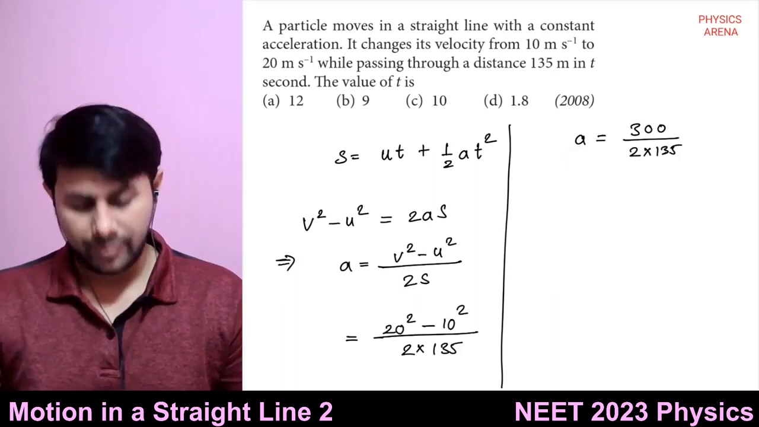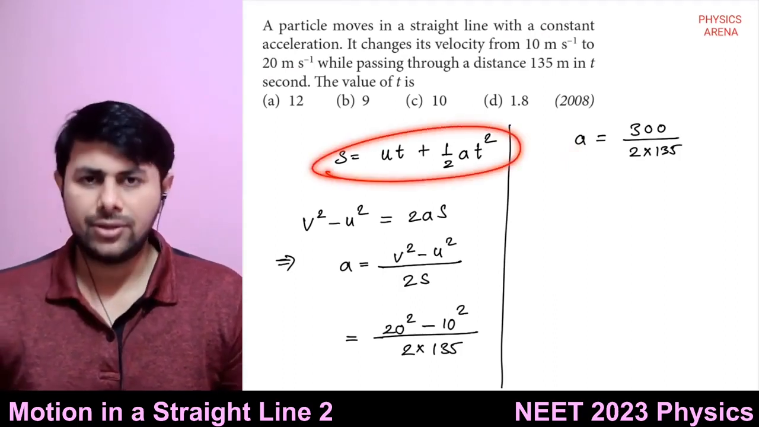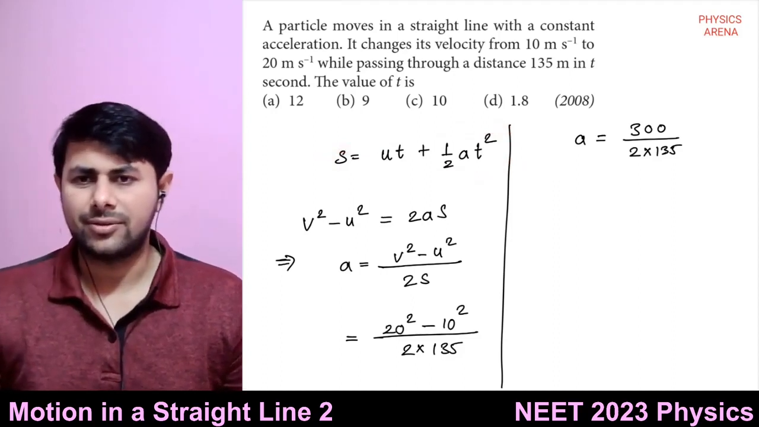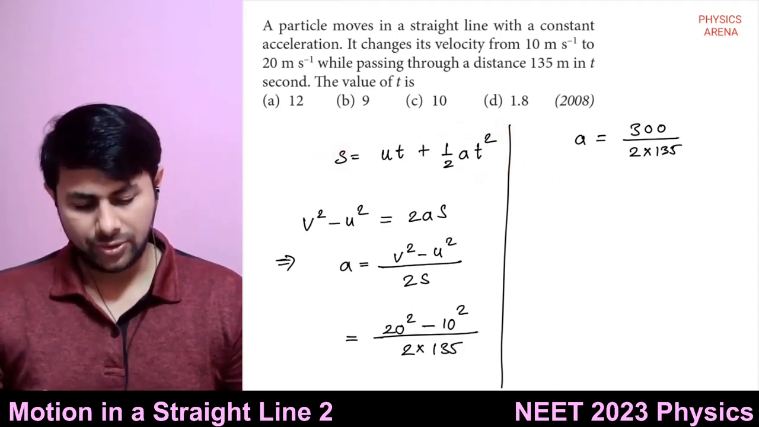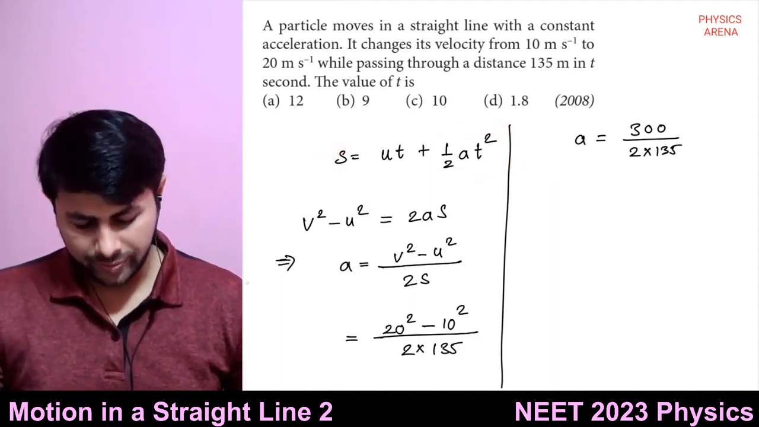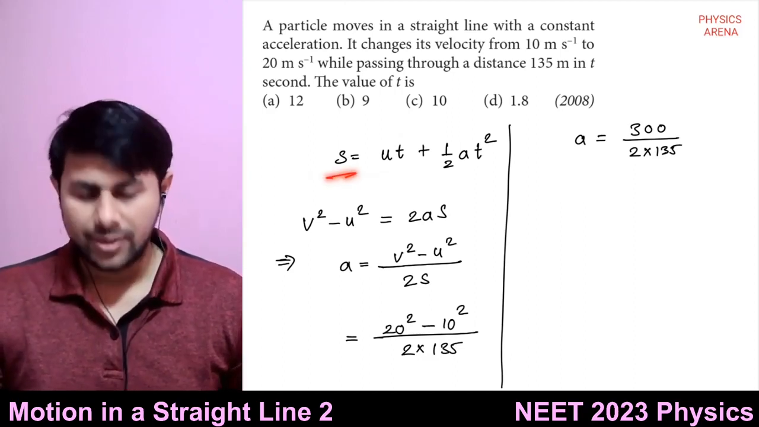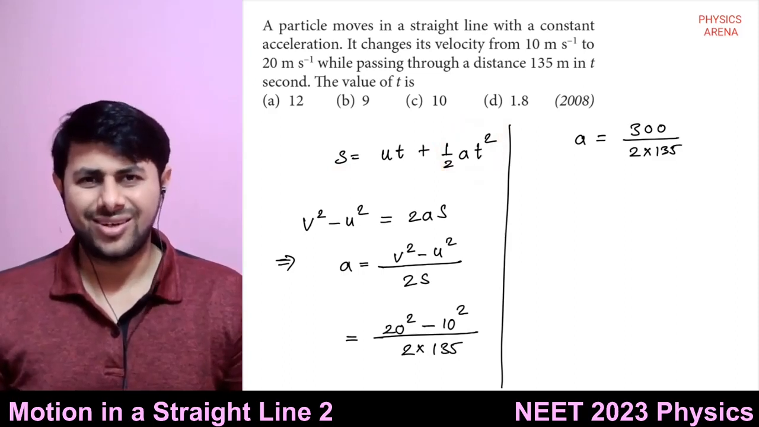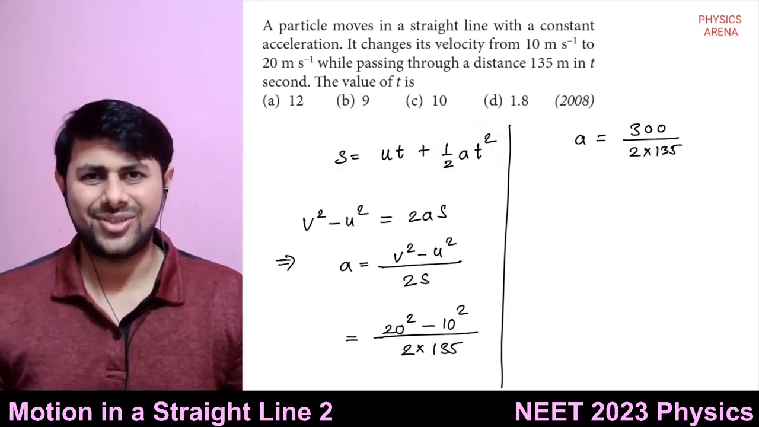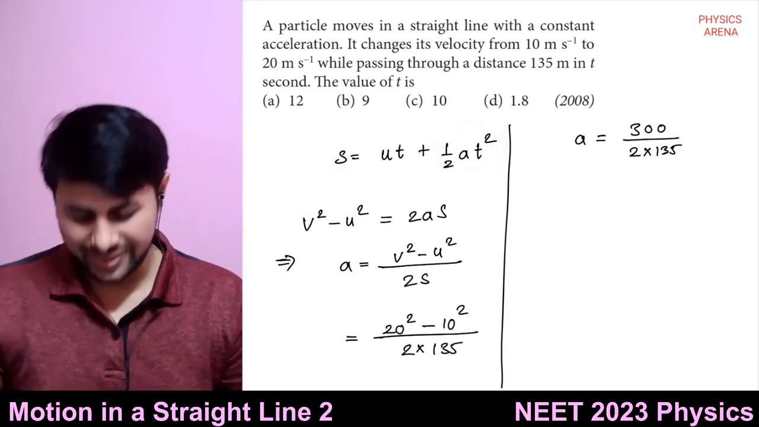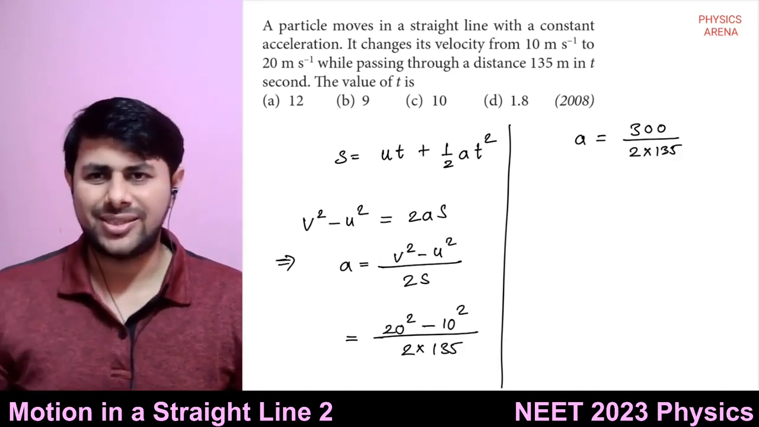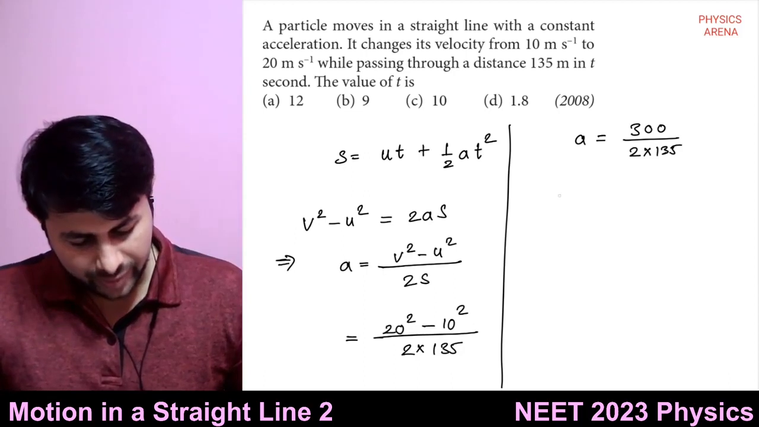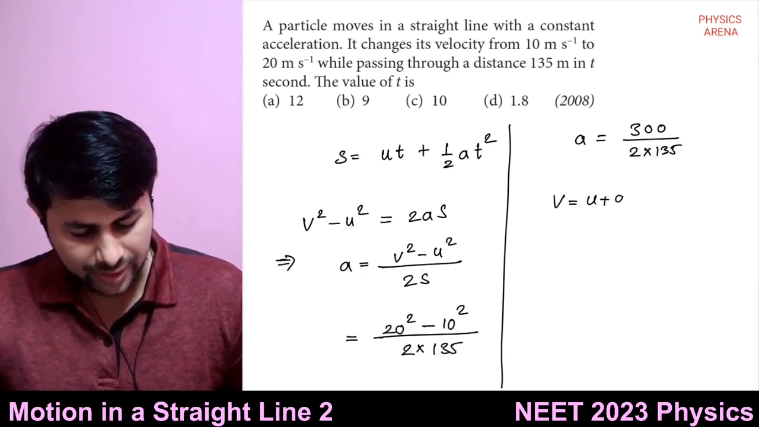You want time. So will you use this equation or will you use the first equation? V equals u plus at. First equation. You can use this one also because you know the displacement. But here square is involved, so you have to solve a quadratic equation. So this doesn't make any sense, right? If you can solve it simply, then there is no need to solve a quadratic equation. So v equals u plus at.